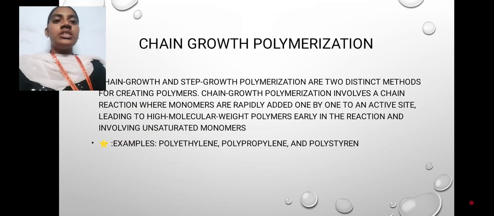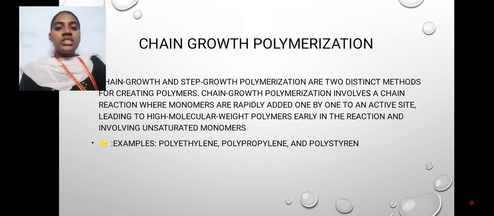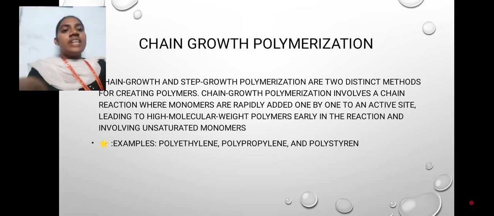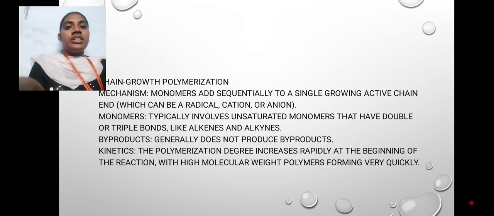Chain growth polymerization is also known as addition polymerization. Addition polymerization is defined as monomer units being added together to form polymer molecules without eliminating any small molecules such as functional groups. It is known as chain growth polymerization. For example, the conversion of ethylene to polyethylene, and polyethylene, polypropylene and polystyrene are examples of chain growth polymerization.